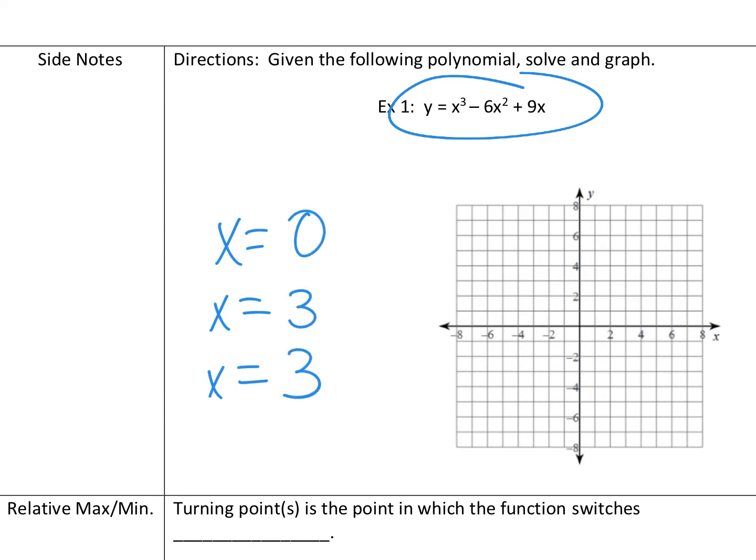0, 3, and 3. Perfect. Okay, we factored it out. We found those answers. Love it. Okay, here's how this works. So the first thing I want to do is find those end behaviors. You can go back to your chart if you need to, okay?